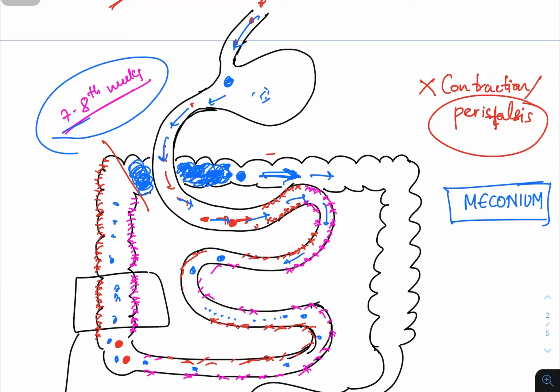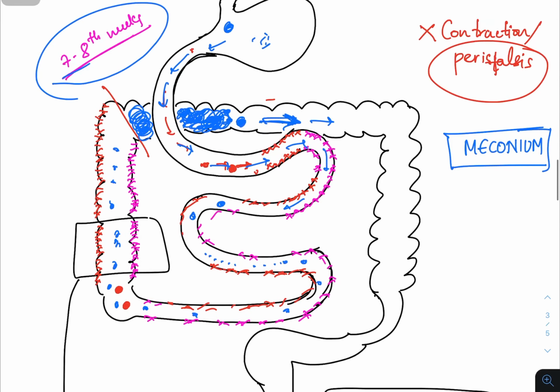Now during embryological development, during the formation of the nervous system in the intestine, in the 7th to 8th week, the transverse colon and the descending colon are not loaded with nerve cells. As a result, immediately after birth, can the baby pass the meconium? No. So if the mother complains, doctor, on the second day my baby didn't pass the first stool, meconium, then you need to suspect Hirschsprung disease.